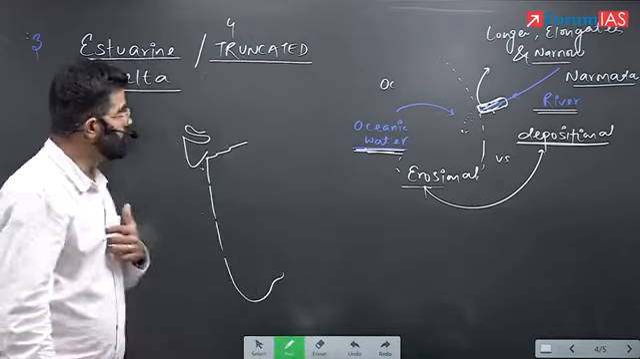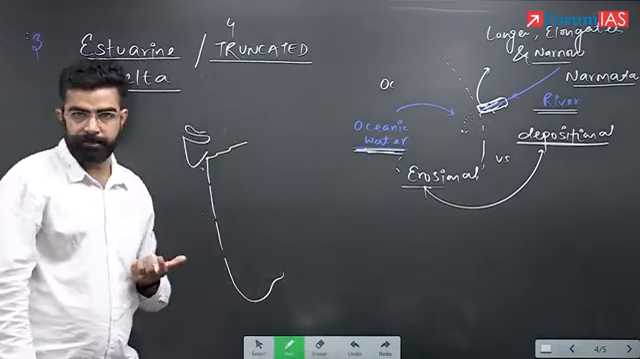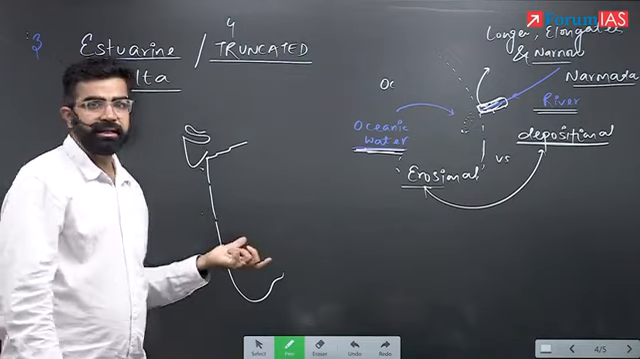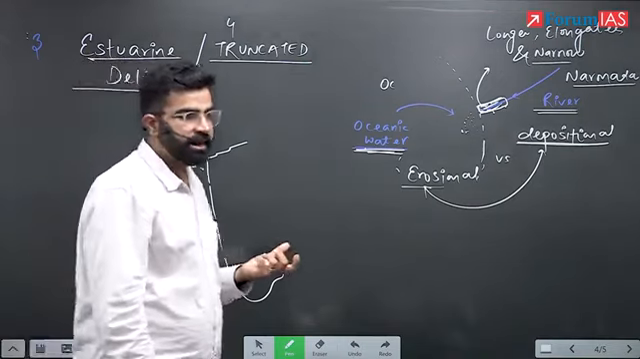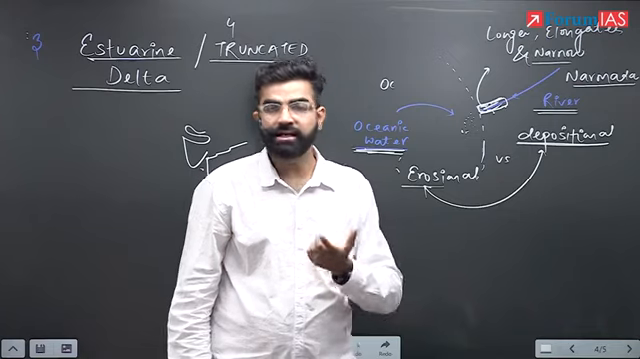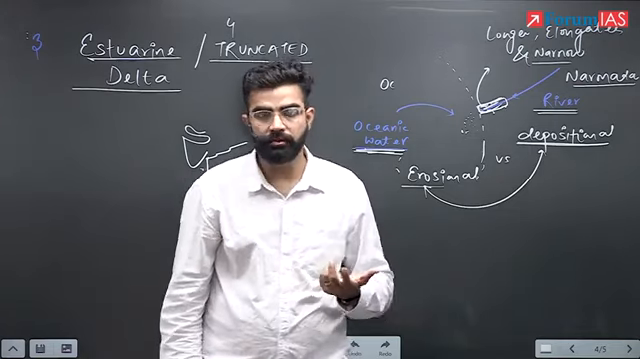Okay. Now, what is the concept of a truncated delta? Right? Truncated means the delta which is often dissected or disturbed by the oceanic water or by the sea water.